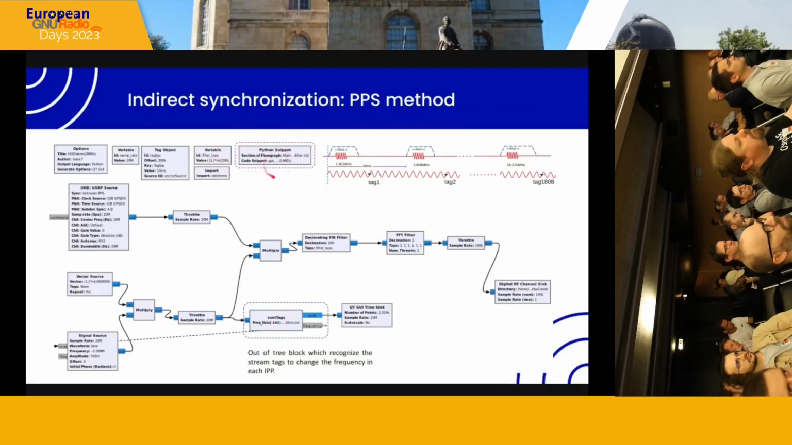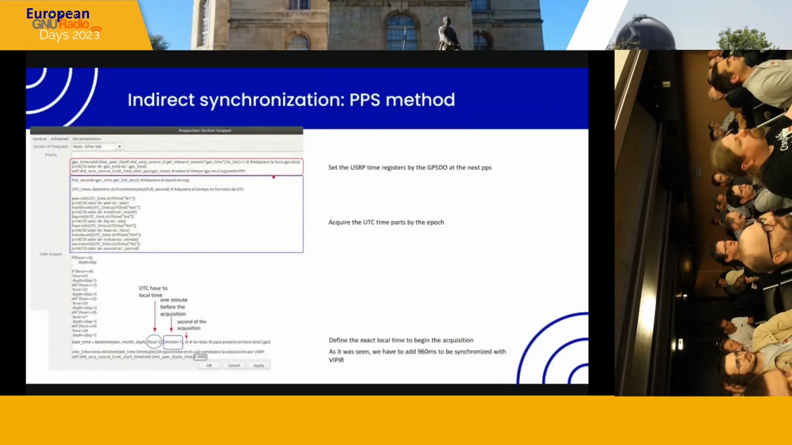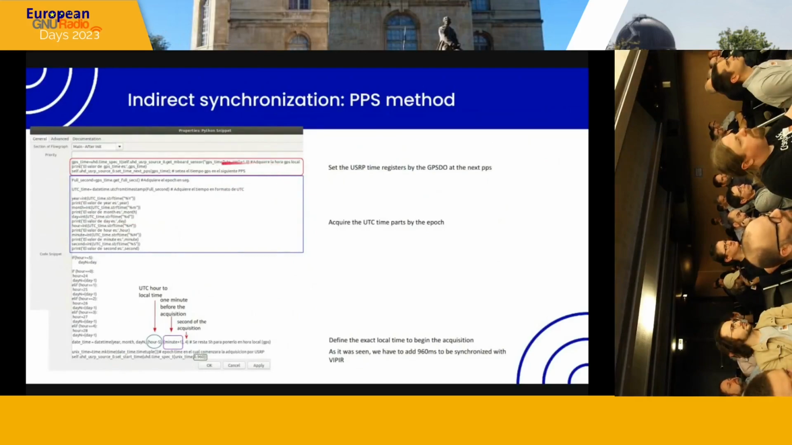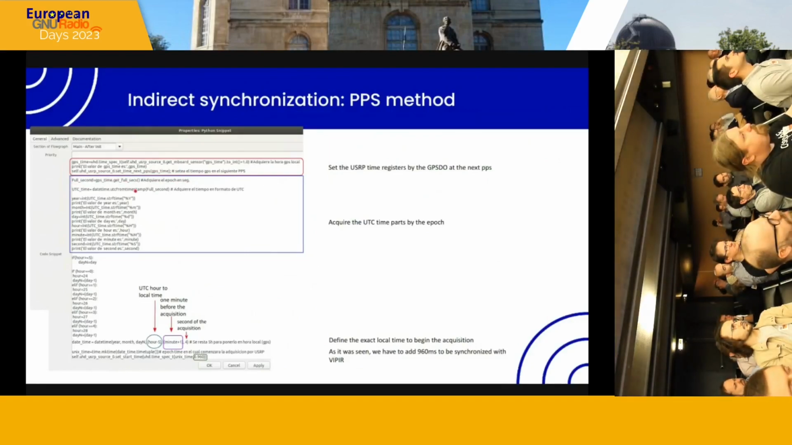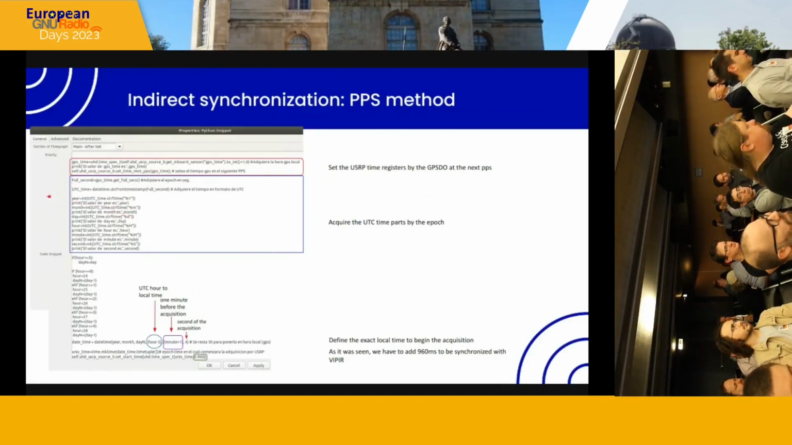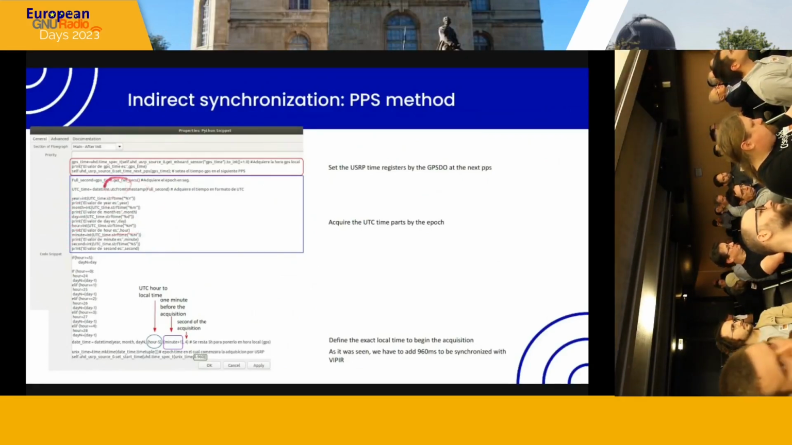Now, how is the Python snippet block implemented? Here is the code. First, we have to recognize the GPS time given by the GPSDO. Then we set that time to the registers of the USRP. Then, with that time, we found the epoch in seconds. With the time epoch in seconds, we separate the parts of the time. That means the year, the month, the day, the hour, the minute, and the second, in terms of UTC time.